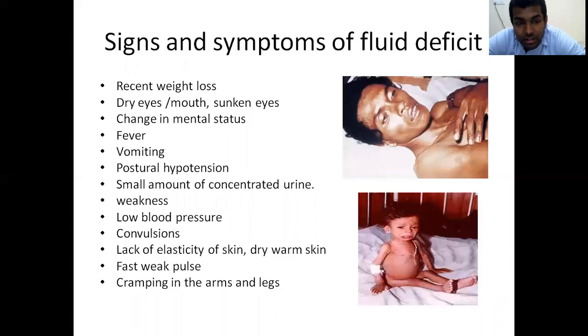in fluid deficit. Or if there is a small amount of concentrated urine being excreted by the patient, or if the patient develops weakness, low blood pressure, convulsions, or loss of elasticity of the skin and a dry, warm skin. Now, pulse might be weak and there might be cramping in the arms and legs. Now, these are all the signs and symptoms of a fluid deficit.